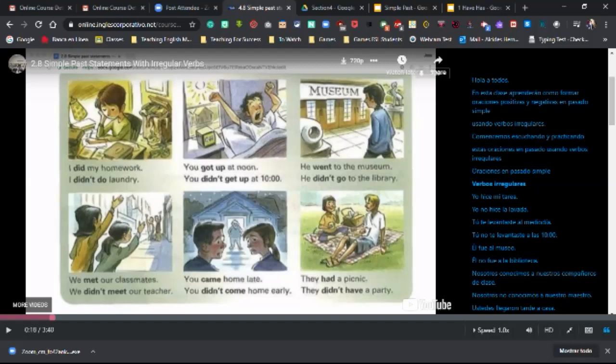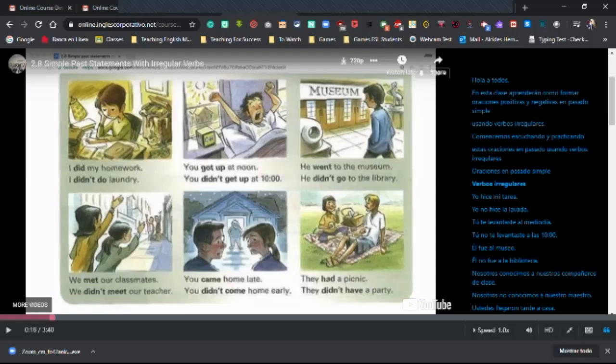I went to the museum. Very good. Negative answer? I didn't go to the museum. Allí no le ponemos no, solo decimos I didn't go to the museum. Okay, let's go to the next.